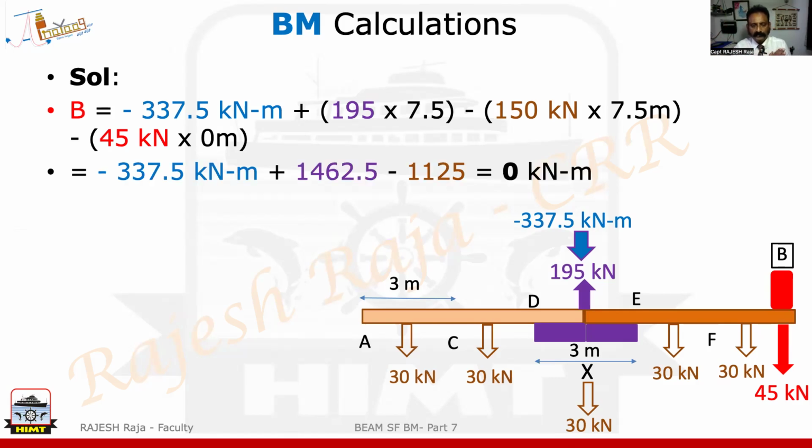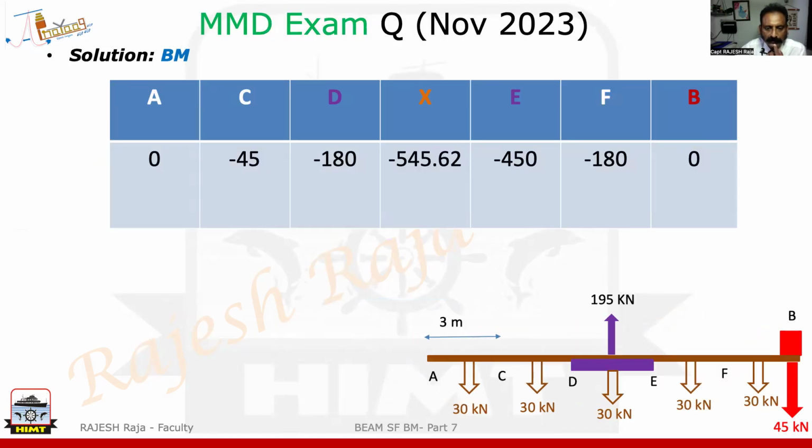So finally, I've calculated all the BM where I've taken into account a constant reaction exactly at the center of the beam as minus 337.5, which is creating a hogging moment. Okay. So let us look at these values. As I said, I've created an extra point called X, and I've shown you this. If you don't take X, can you see what value you will get? You will get at delta minus 180, sorry, and at echo, you will get minus 450.